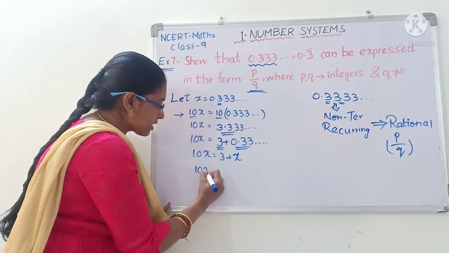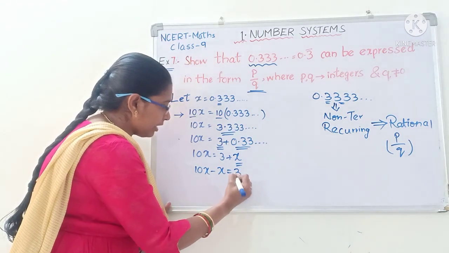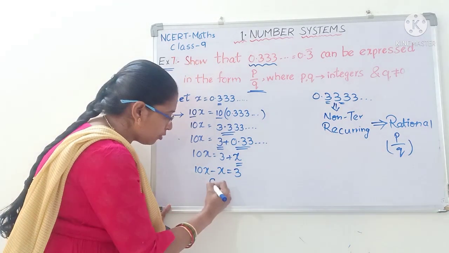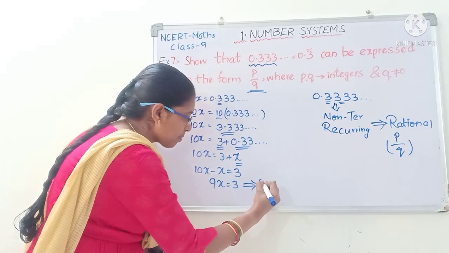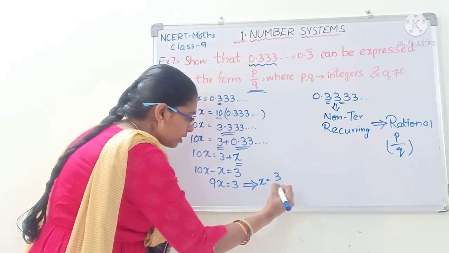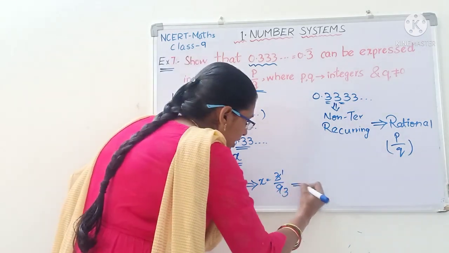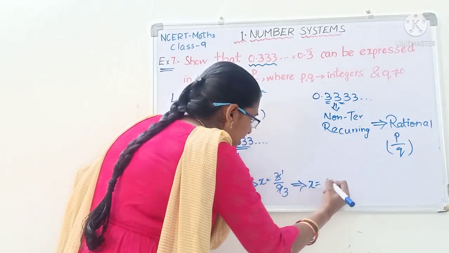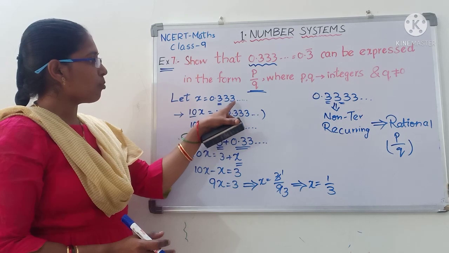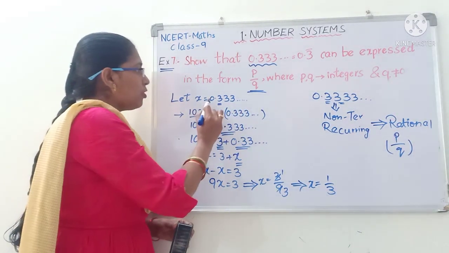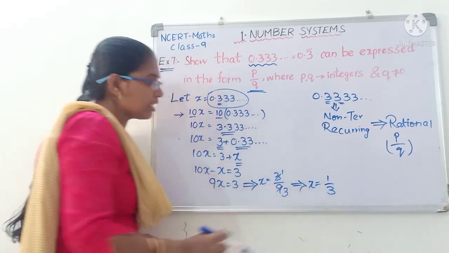10x is equal to 3 plus x. Send this x to the LHS. You will get 10x minus x is equal to 3, so 9x is equal to 3. That implies x is equal to 3 by 9. 3 ones are 3, 3 threes are 9. So the result you got is x is equal to 1 by 3. That means x is nothing but 0.333. So we are able to express 0.333 as 1 by 3.